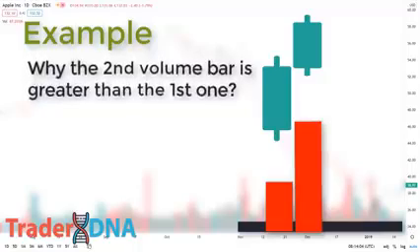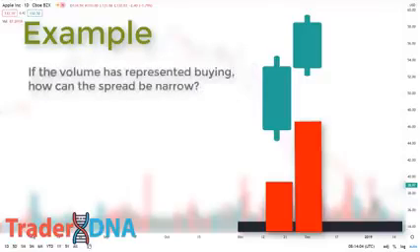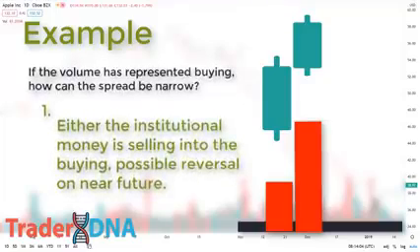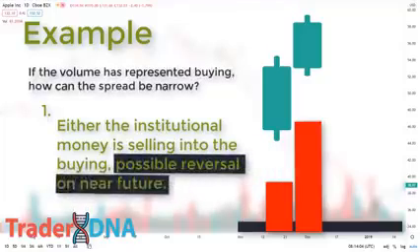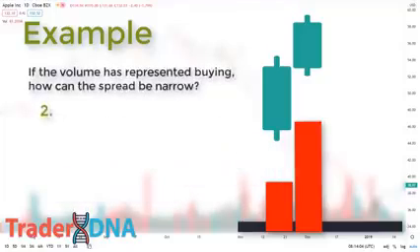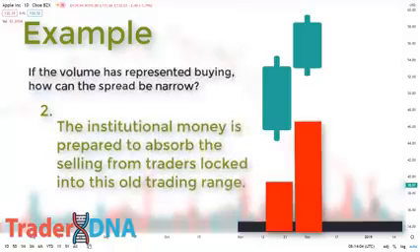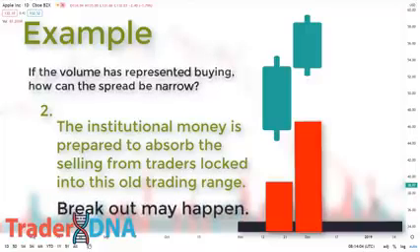Let me explain to you. Narrow spread candle with high volume. There are 2 possible explanations. If the volume has represented buying, how can the spread be narrow? First, either the institutional money is selling into the buying, possible reversal in the near future. Second, there is a trading range to the left, and the institutional money is prepared to absorb the selling from traders locked into this old trading range. I mean, a breakout may happen.